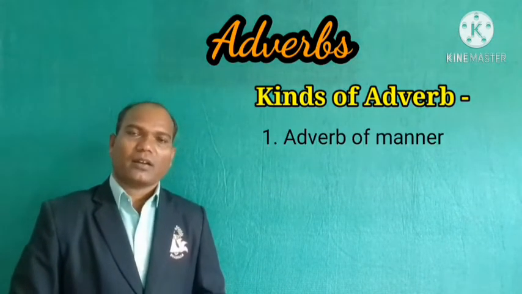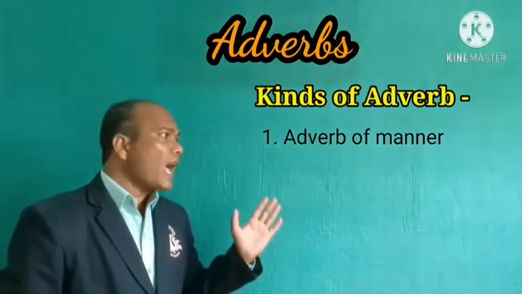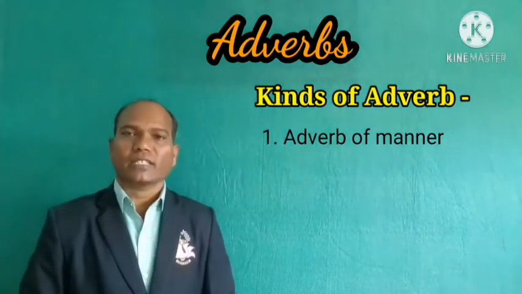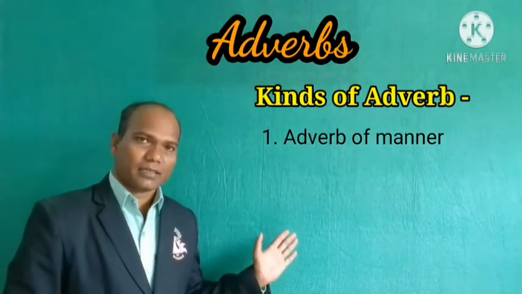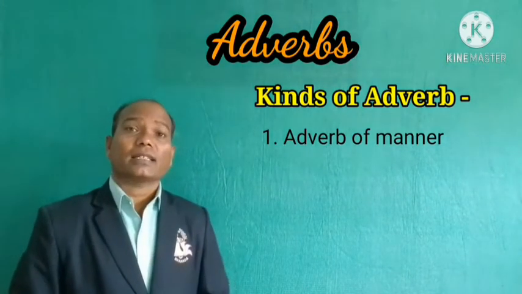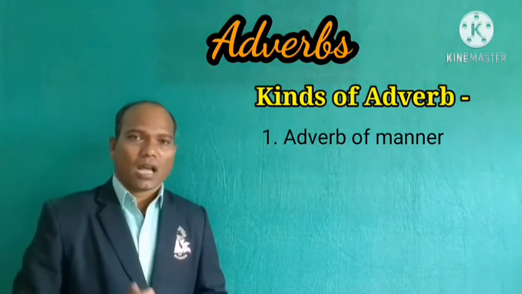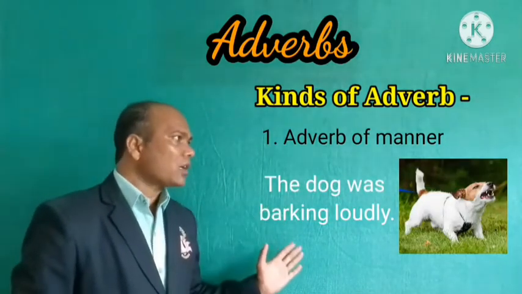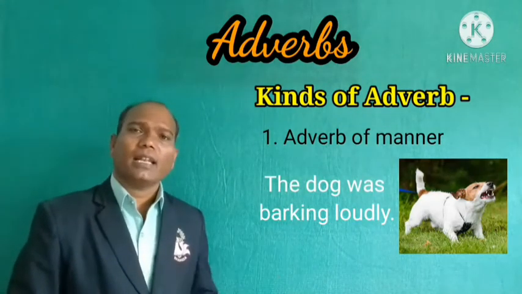First, adverb of manner. An adverb of manner shows us how an action is done. An adverb of manner shows us in what manner an action takes place. It answers the question how. For example, the dog was barking loudly. The dog was barking loudly.